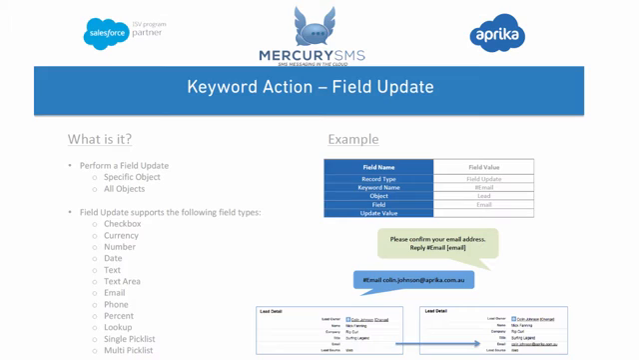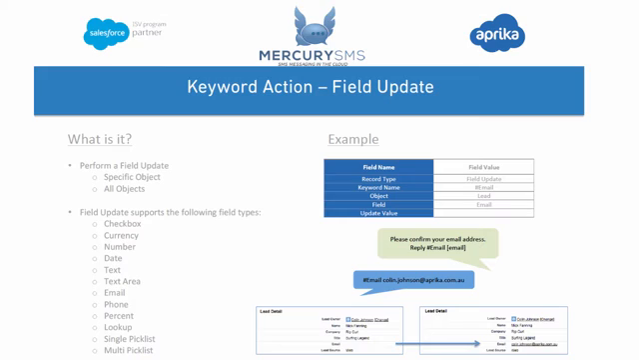So if we look at an example of a field update, in this scenario here, we've got a field update SMS keyword action. It's specifying that the keyword is hashtag email. It's going to perform on the lead object, and it's going to update the email field. Now, if I had specified a value in the update value section, it would actually update the record with that value. If that's left blank, it will take whatever comes after the keyword in the inbound SMS.